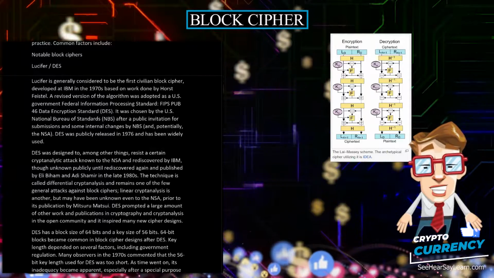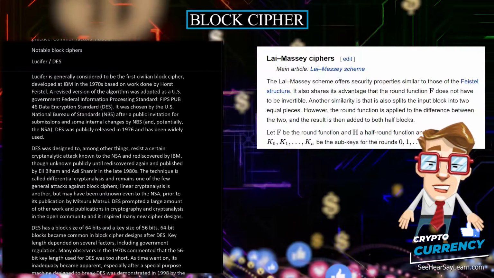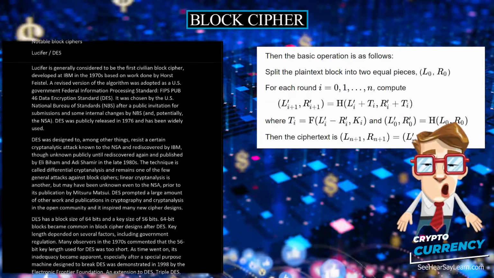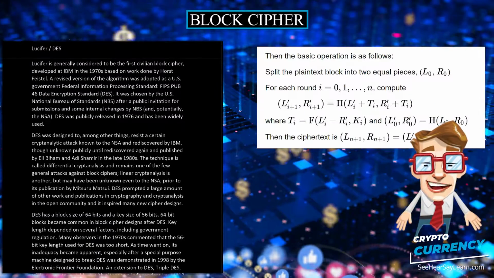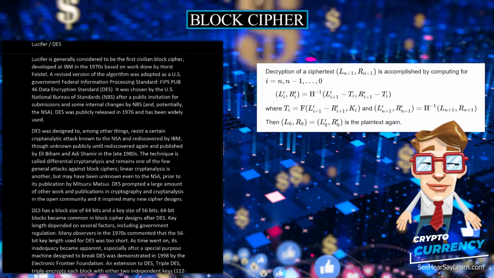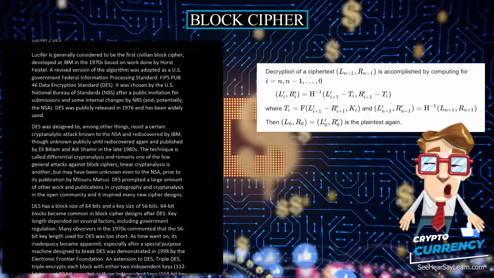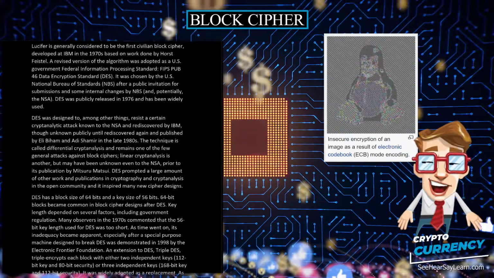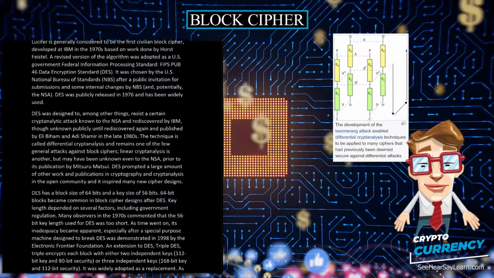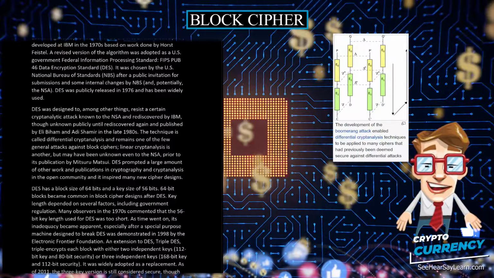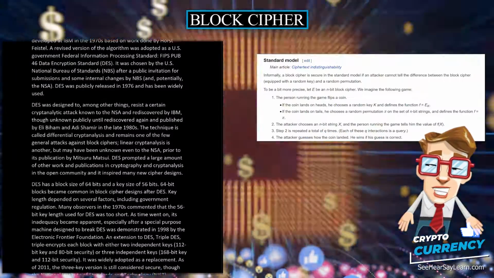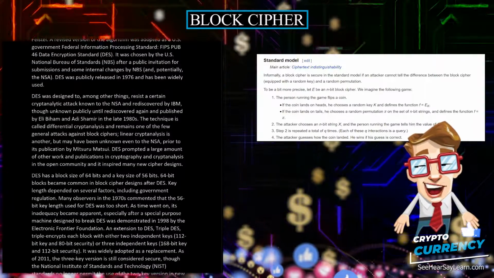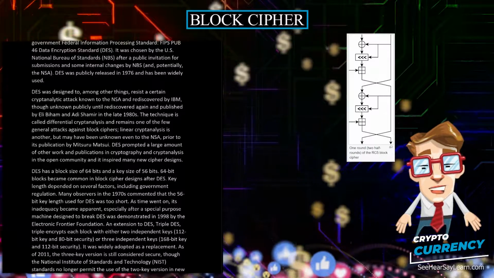DES has a block size of 64 bits and a key size of 56 bits. 64-bit blocks became common in block cipher designs after DES. Key length depended on several factors, including government regulation. Many observers in the 1970s commented that the 56-bit key length used for DES was too short. As time went on, its inadequacy became apparent, especially after a special-purpose machine designed to break DES was demonstrated in 1998 by the Electronic Frontier Foundation.